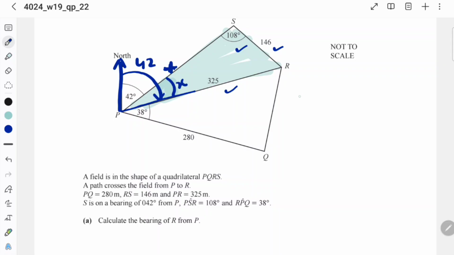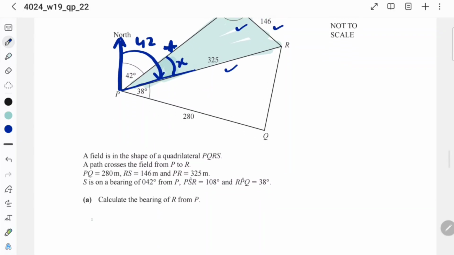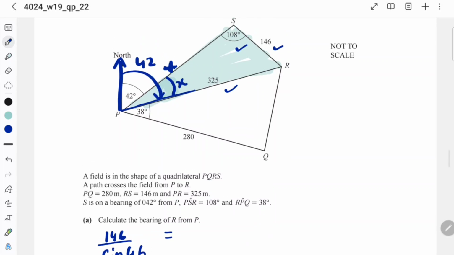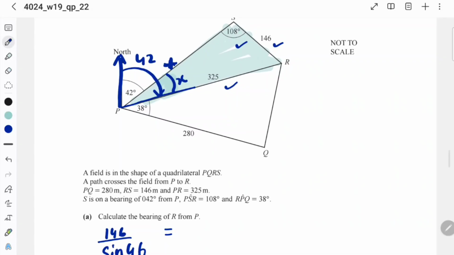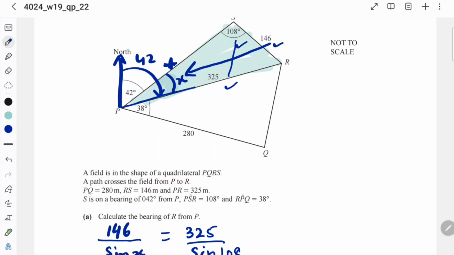So 146 upon sine x, we are going to find out angle x there. So a upon sine a equals b upon sine b. 146 upon sine x, which is the angle required, and 325 upon sine of 108 degrees. Whatever angle you get, just add it with 42 to get the whole bearing.